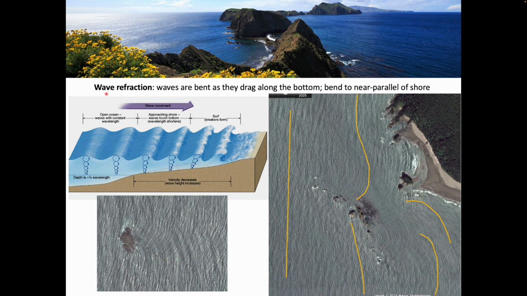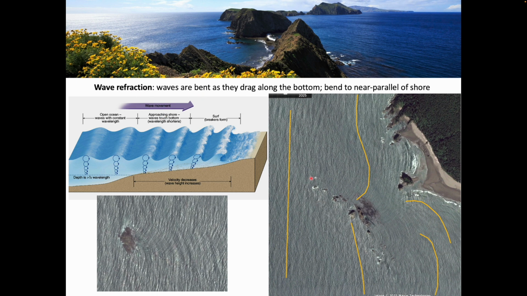An interesting thing that waves do is refraction. The waves are actually bent as they drag along the bottom, when they reach the bottom in an uneven or not straight-on sort of a fashion. They actually bend to near parallel of shore. You can see a few examples of that here. Waves are usually long and continuous, so one portion of your wave can actually drag on the seafloor before another portion of your wave does, and that causes them to bend or refract.